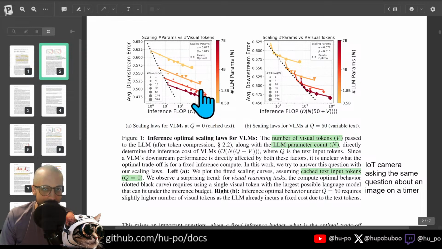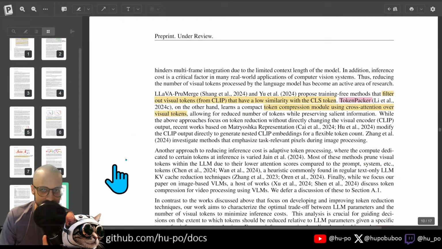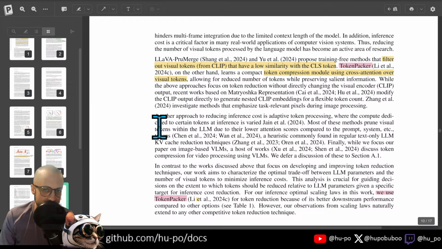What size LLM should I use, and how many visual tokens should I be outputting from my vision language model, or from my vision encoder? And it's not even just how many tokens, it's a little bit more nuanced than that as well. There's two ways to reduce the number of tokens that are coming out of this vision encoder.